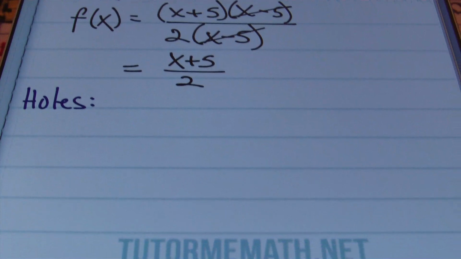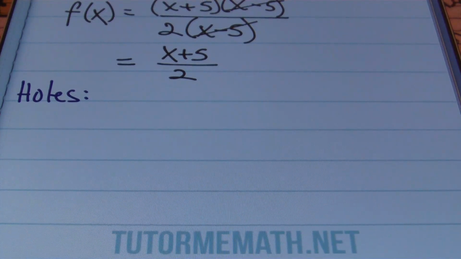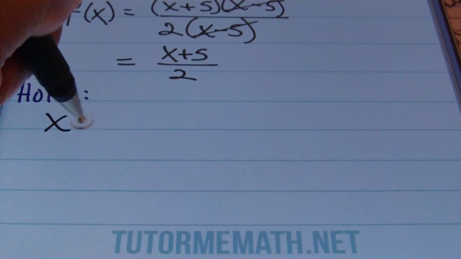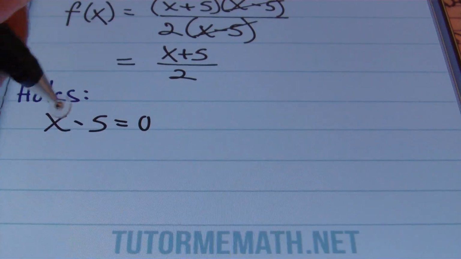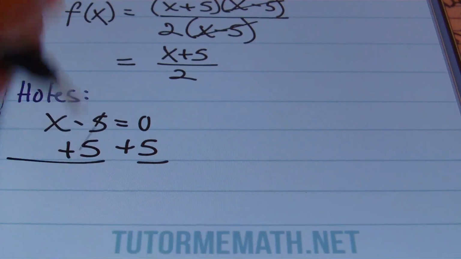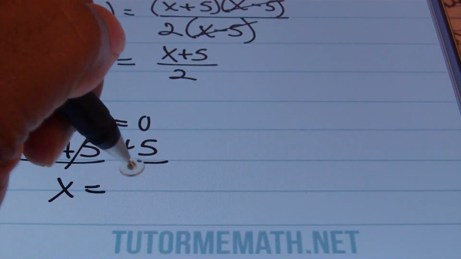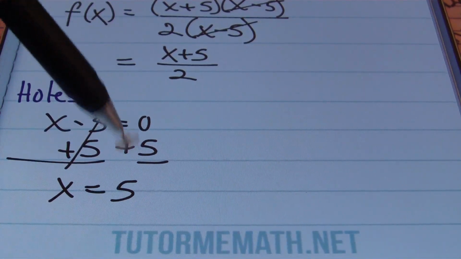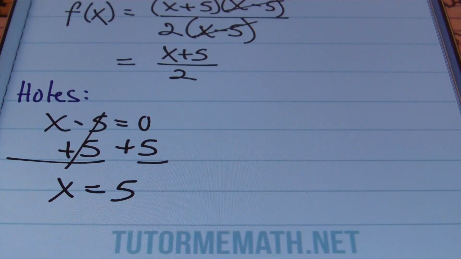So what we're going to do in our next step, we're going to go ahead and set that factor equal to 0 and solve for x. In other words, we're finding the x value of the hole. So I'm setting x minus 5 equal to 0. I'll then solve for x by adding 5 to both sides of the equal sign. And that gives me x equals 5. So 5 is going to be the x value of my ordered pair for my hole.